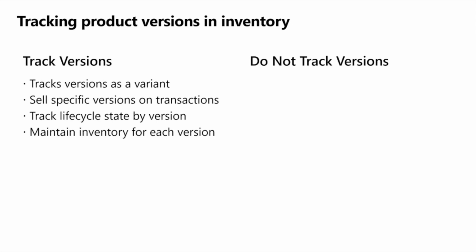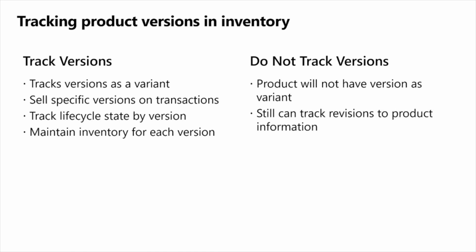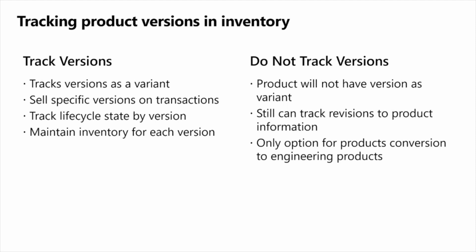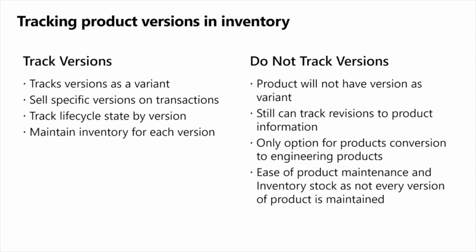However, this also means that the company will have to maintain inventory levels for each specific version and will have to meet consumer demands for specific versions. On the other hand, if there is no need to track versions in the transactions, the product will not have version as a variant. However, you can still track revisions to the product information, as each product change will create different engineering versions. If you need to convert non-engineering products to engineering products, then you will have to select this option. Since version is not tracked as a variant, it is easy to maintain the number of products and their inventory stock.